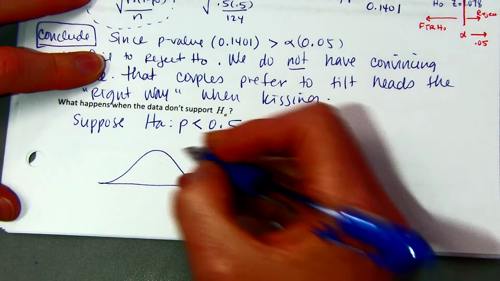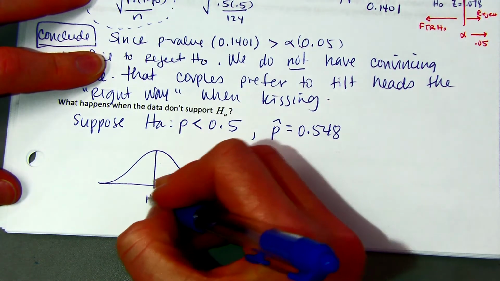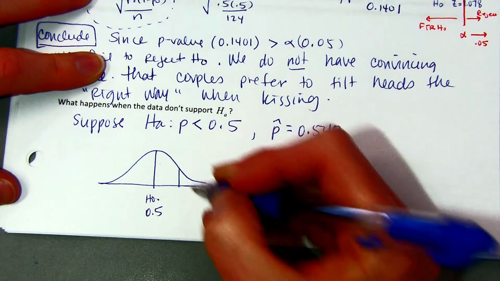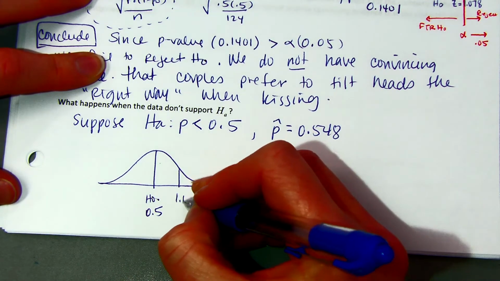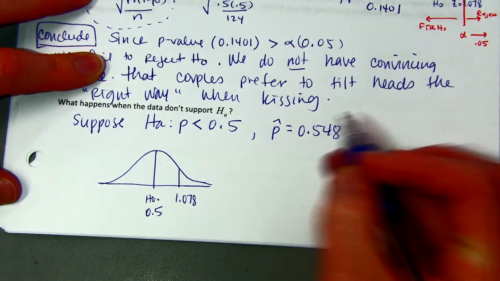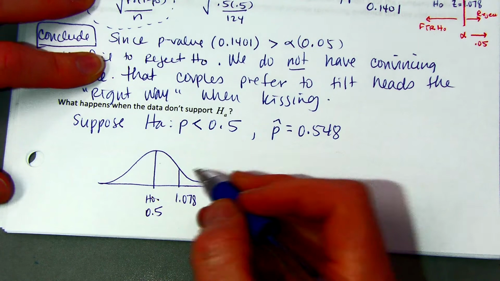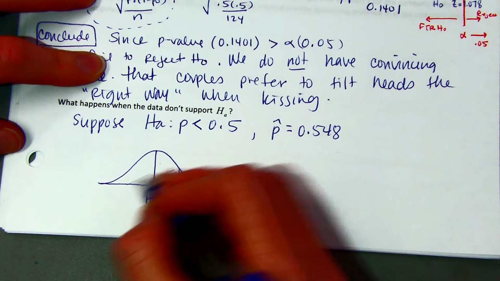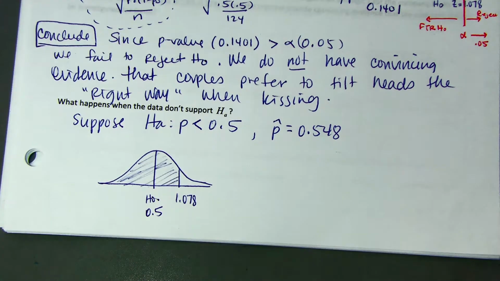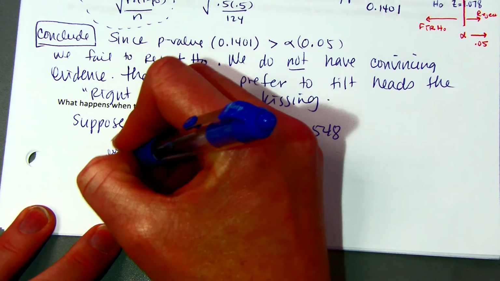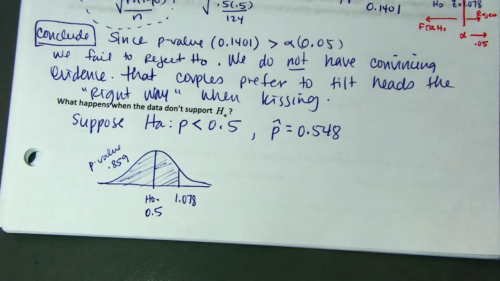So if I drew that picture, here's the null hypothesis at 0.5, and I have a z-score here at 1.078. But because my alternative hypothesis is looking to the left, I'd be shading on the left-hand side. This has a p-value of 0.859, which is huge.